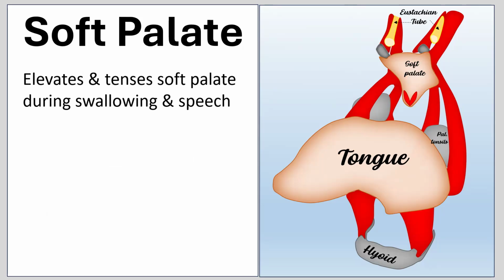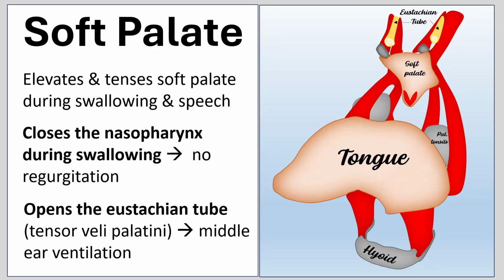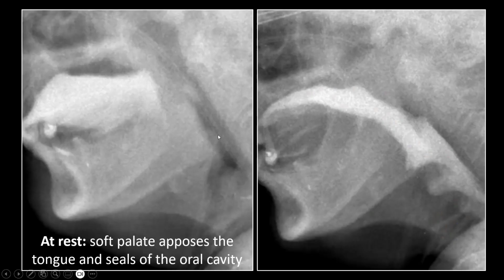So what is the function of the soft palate or of the muscles in the soft palate? They elevate and tense the soft palate during swallowing and speech, and this closes the nasopharynx during swallowing. So there is no regurgitation of fluid or food from the oral cavity into the nasal cavity. And when we do that, we simultaneously open the eustachian tube and the middle ears get ventilated.